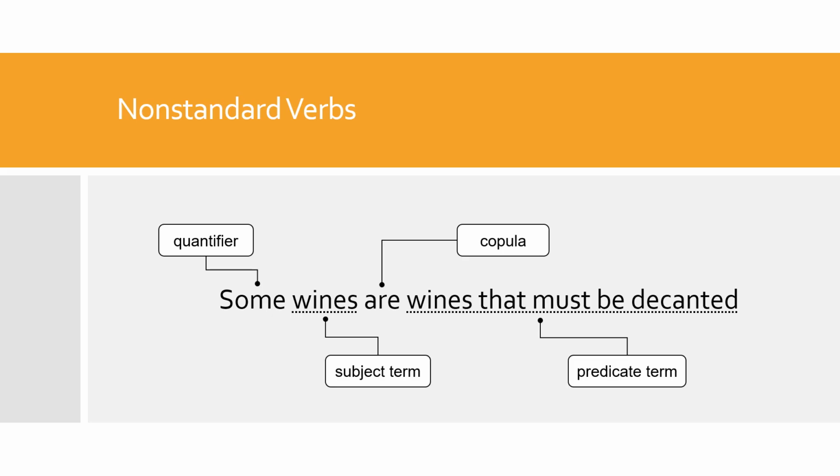And notice what this does for us: I have my clear quantifier. This is a particular affirmative claim. I have a subject class, wines, and then my copula that was missing before has now been inserted in there: "some are." And of course, we just have to sort out what comes next, and our predicate term now is "wines that must be decanted."